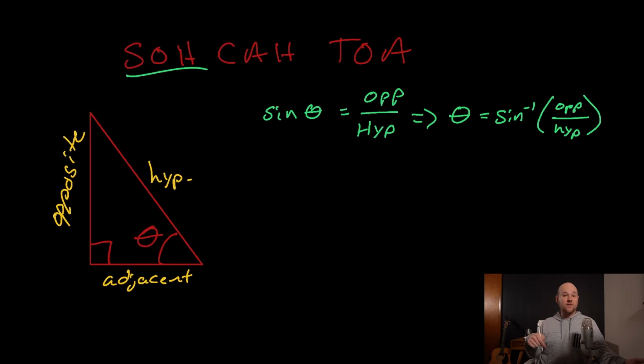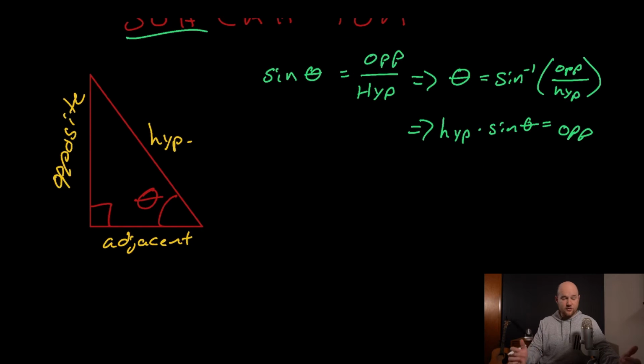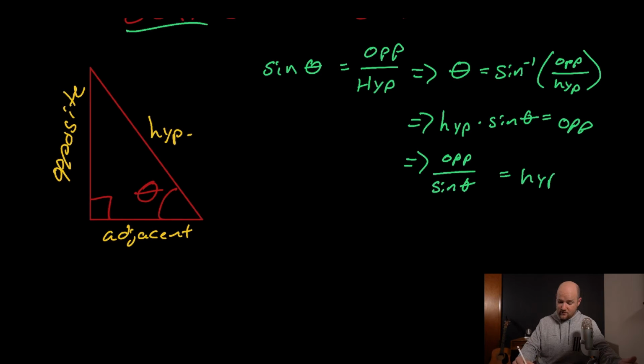Now, what if you wanted to find the length of the opposite side of the triangle, which is something you might actually have to do in physics? Well, you would just do a little bit of algebra again, and you would multiply the hypotenuse on both sides. So it'd be the hypotenuse multiplied by sine theta is equal to the opposite length. And you could do a little more algebra if you wanted to find the length of the hypotenuse of the triangle, and you would find that the opposite length of the triangle divided by sine of the angle is equal to the length of the hypotenuse.